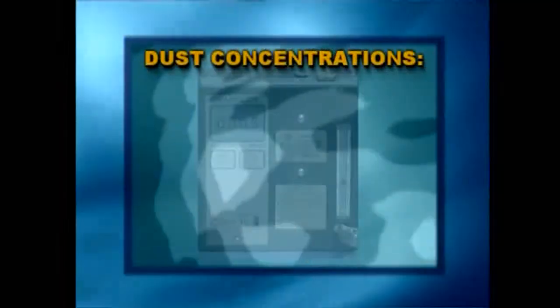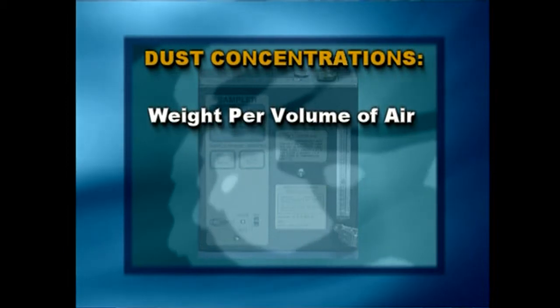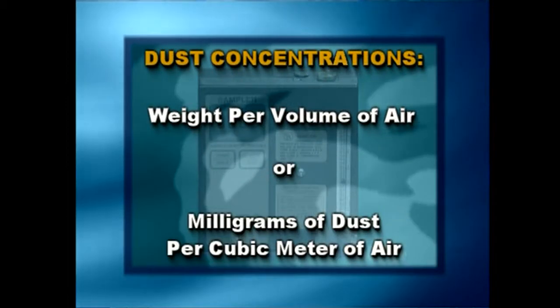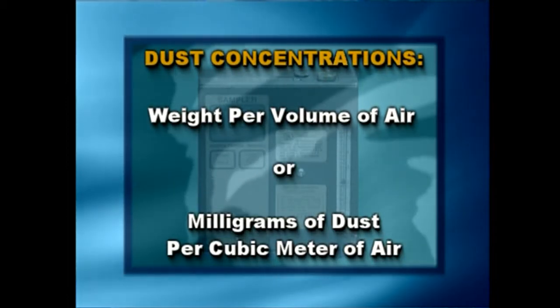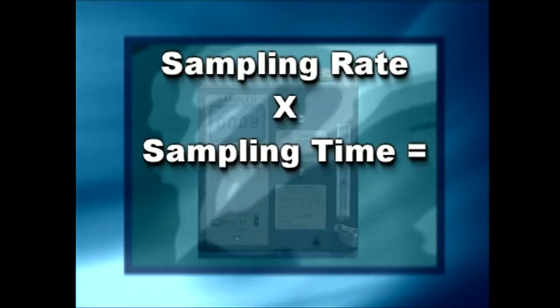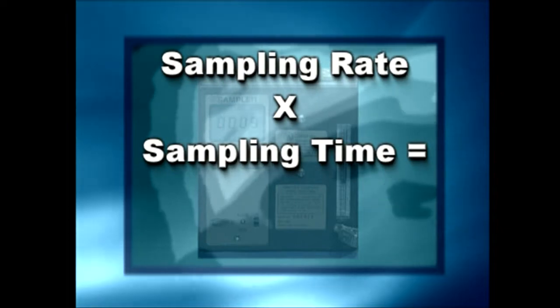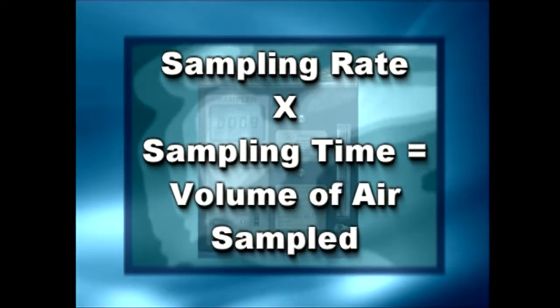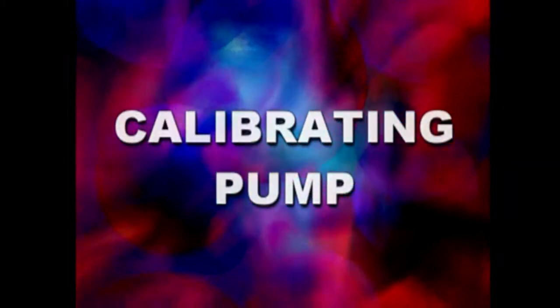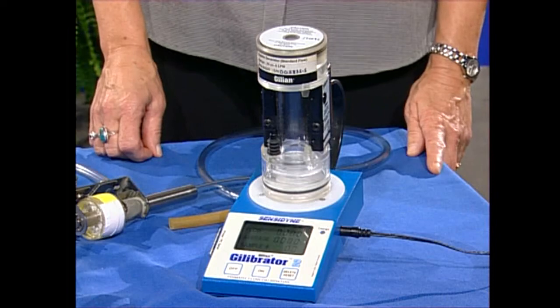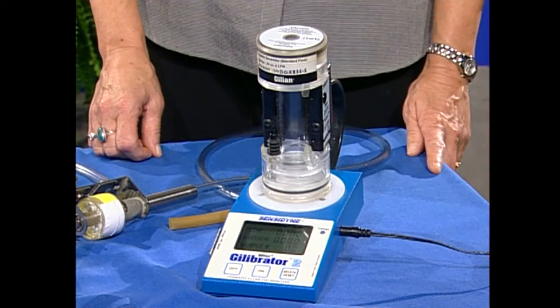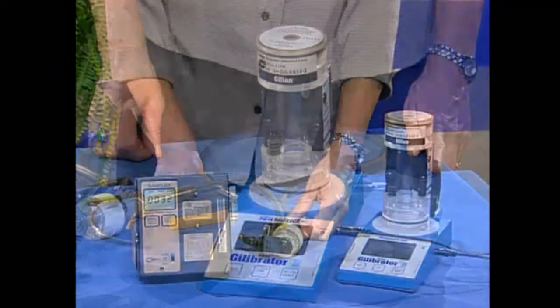Dust concentrations are written in terms of weight per volume of air, or milligrams of dust per cubic meter of air. The sampling rate multiplied by the sampling time equals the volume of air sampled. We are using an electronic calibrator. These are very popular and accurate devices.